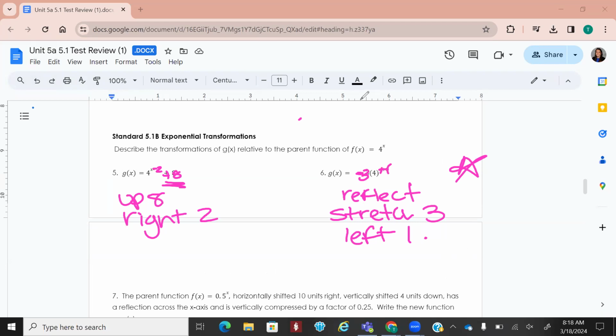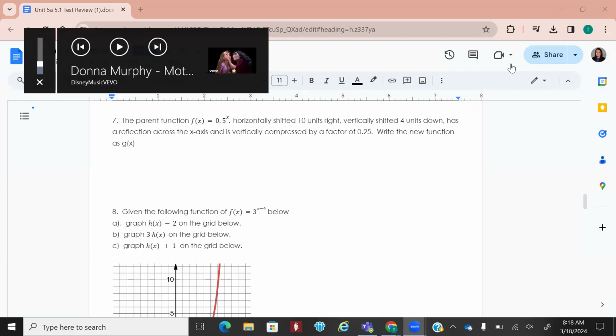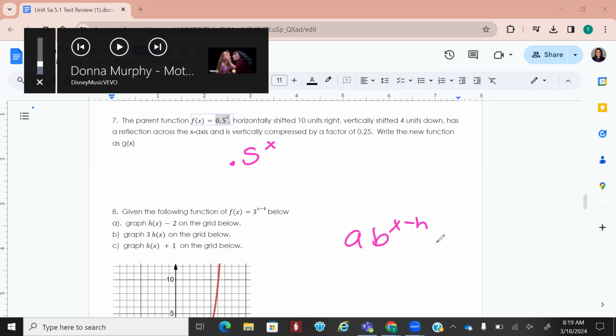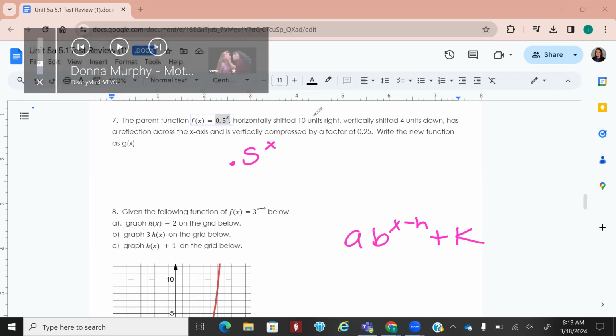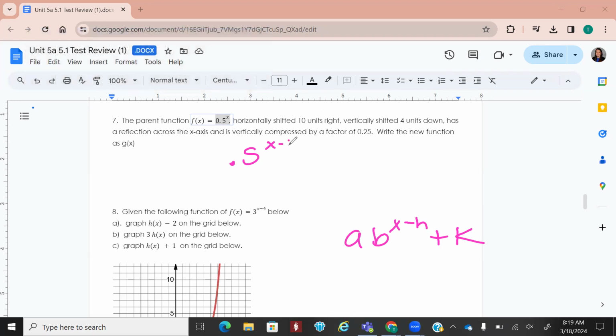Go ahead and take a look at 7. We're going to write the equation. On number 7, it's very similar to one of the questions that's going to be asked. It's going to ask you to write the equation. So if you're starting with 0.5 raised to the x, and they want you to horizontally shift it 10 units right, remember, this is our equation that we're given. If we're moving 10 units to the right, we're just going to say minus 10 in the exponent.